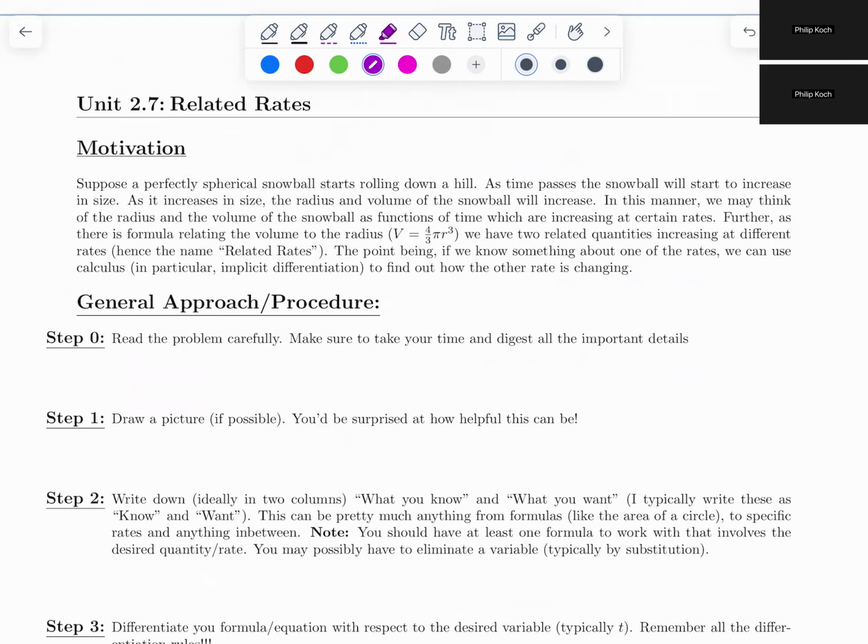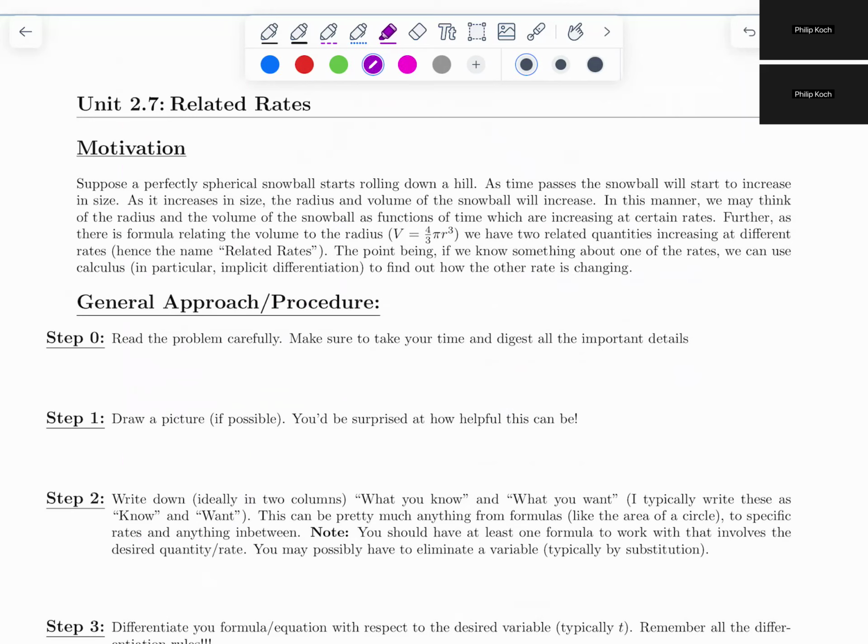So step 0 is read the problem. Read it, please. Please read the problem. I know it's tempting to just try and speed through it when you're on an exam because you want to get through everything as quick as possible. Maybe leave this problem for after you've done all the problems that you know. Put a dash next to it on the exam because guess what? There at least will be one related rates problem. It's a requirement. It's just a thing that you have to do. And so maybe put a dash next to it and come back to it.